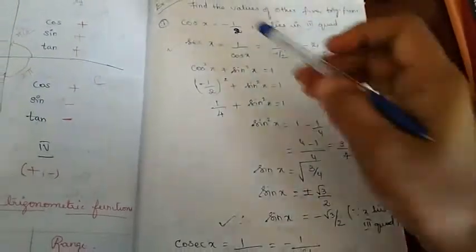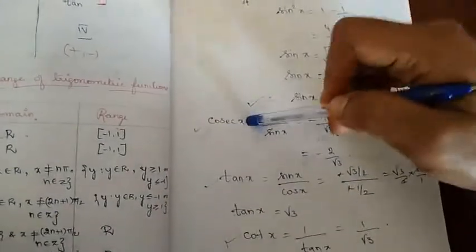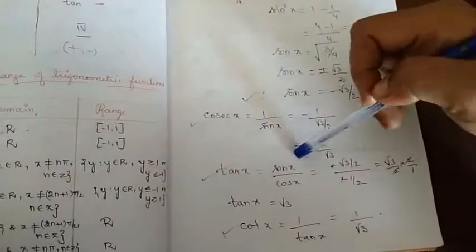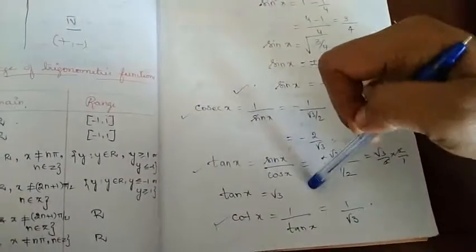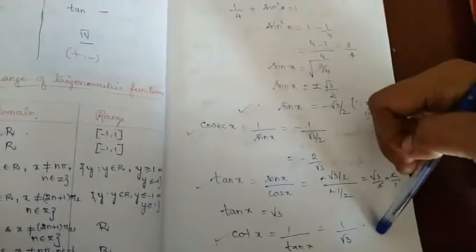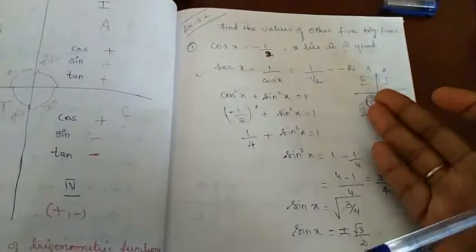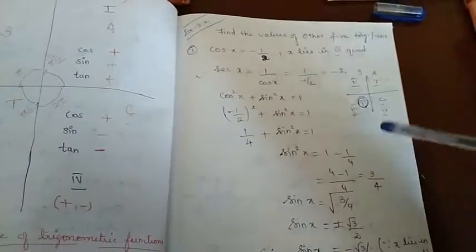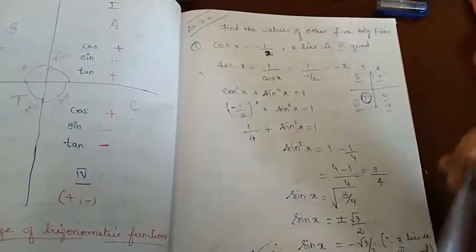After getting the values for cos, secant and sine, you can find the other ratios. Cosec is going to be 1 by sine, so you can reciprocate it. Tan is going to be sine divided by cos, and cot is the reciprocal of tan. Okay, so when a question is given like this, first see in which quadrant x lies. Accordingly, you have to assign the sign for the trigonometric functions, right?